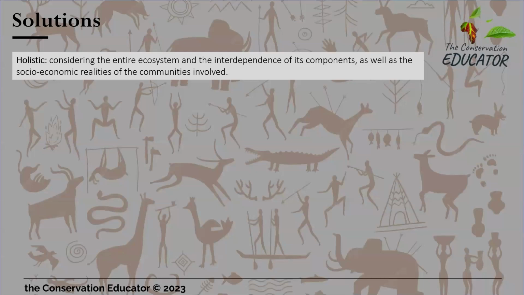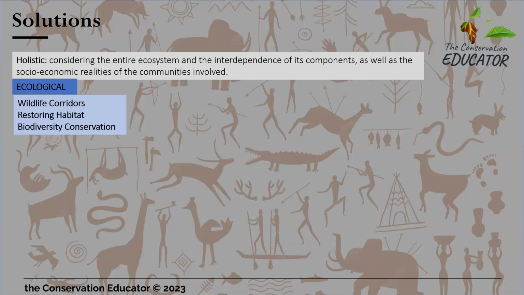Okay, so what are the solutions then? And we've got 2 slides left. We can have holistic solutions. And this is the Healthy Planet approach, right? You look at the entire ecosystem, you look at the interdependence of all of its components, as well as the socio-economic realities of the communities involved. I'm sorry, but people come first. That's the world we live in, and that's the way it is.